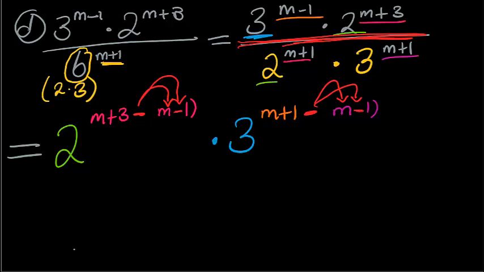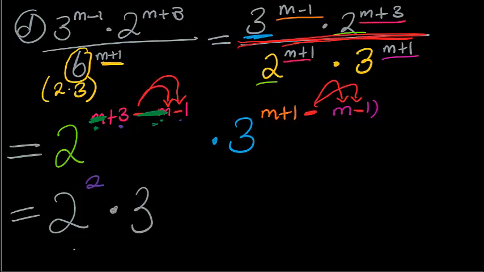So now I am going to simplify, and I'm going to say I'm keeping my base of 2, and in my numerator I'm going to say m plus m minus m. M minus m is 0. So those cancel out. M's are gone. And then I have 3 minus 1, which is 2. So it's 2 squared.